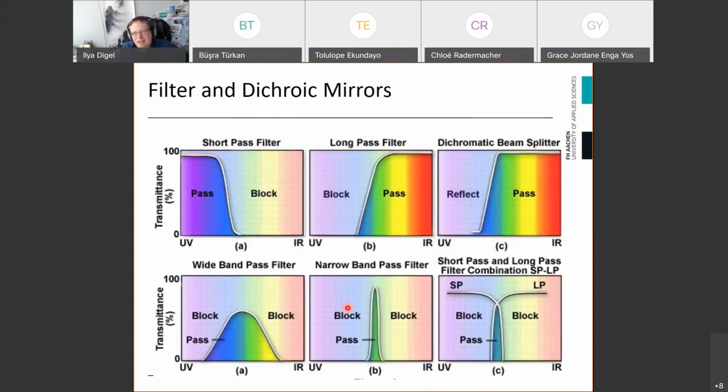Interesting is also the fact that you can combine two filters, which opens yet more opportunities. If you take a short pass filter and a long pass filter and place them on top of each other like this, you have a chance of getting one quite fancy system which will only let a very narrow range of radiation pass through, like shown here.